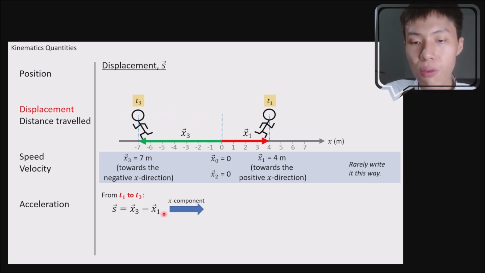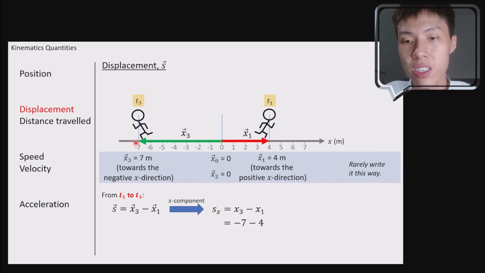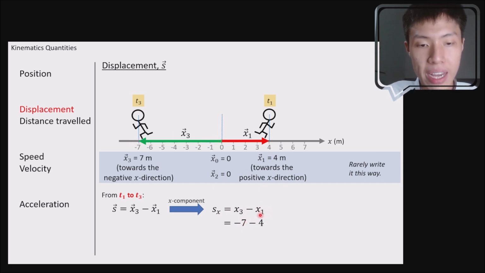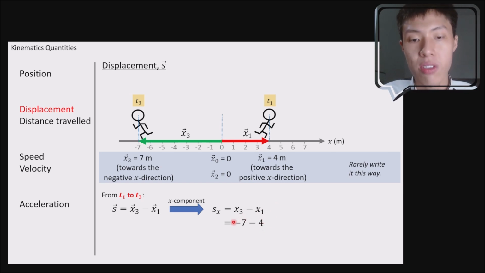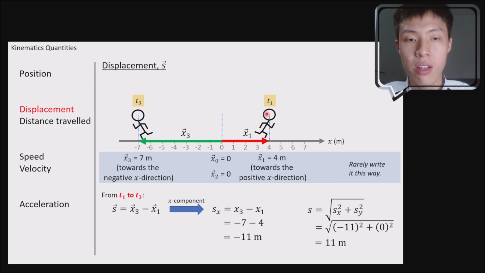Okay, so finding the x component, we will have sx equals x3 minus x1. Then you calculate: this is -7 because x3 is in the negative direction, minus x1, which is 4 because x1 is in the positive direction. So it's minus a positive 4. So -7 minus positive 4, when you calculate that, you get -11 meter. So what does it mean? -11 means it's 11 meter, but negative means it's in the negative x direction. So as you can see, this motion here is 11 meter towards the left.